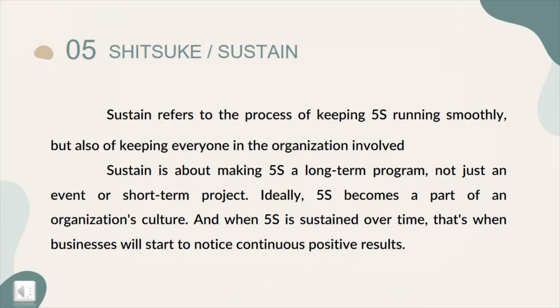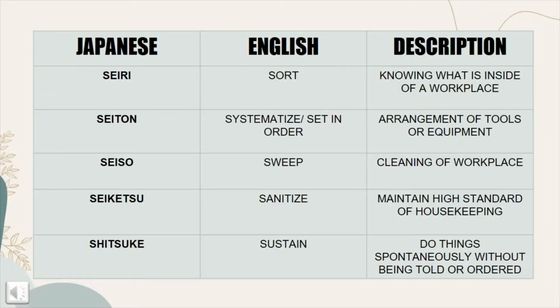The last stage in the 5S system is what we call Shitsuke, or sustain. Sustain refers to the process of keeping 5S running smoothly, but also of keeping everyone in the organization involved. Meaning, if Seiketsu, or standardize, involves creating ways to sustain the first three steps, this stage involves creating ways to maintain the four other S's. To generalize, I have here a table which shows the simplest form to better understand the 5S system.